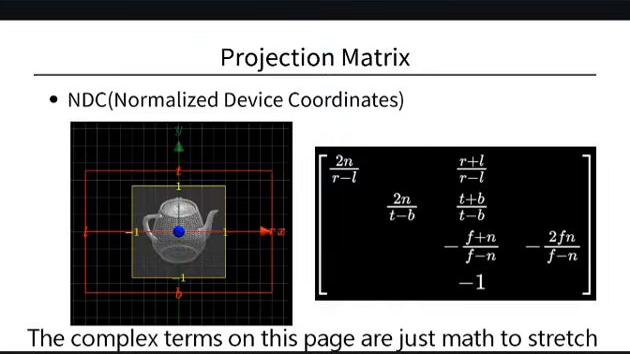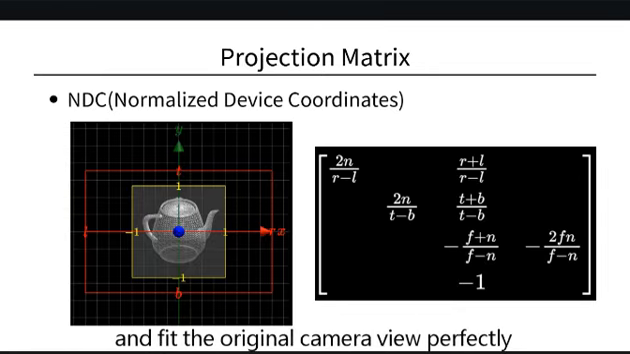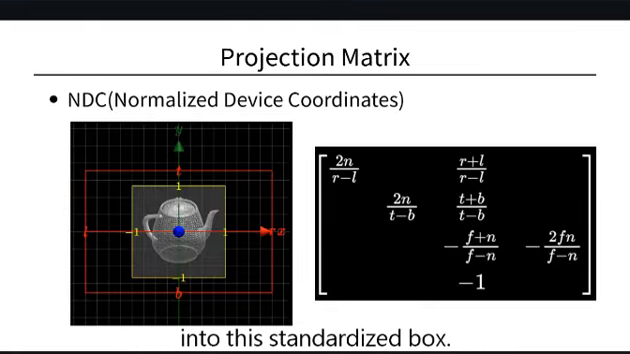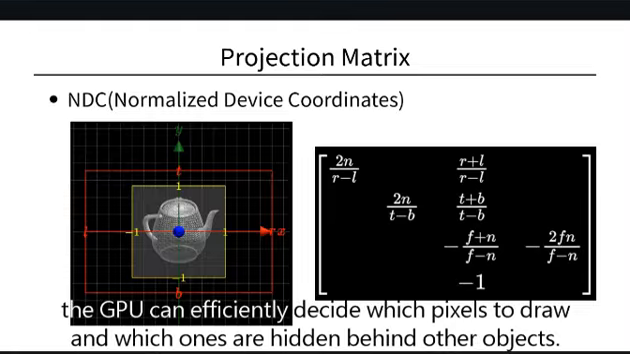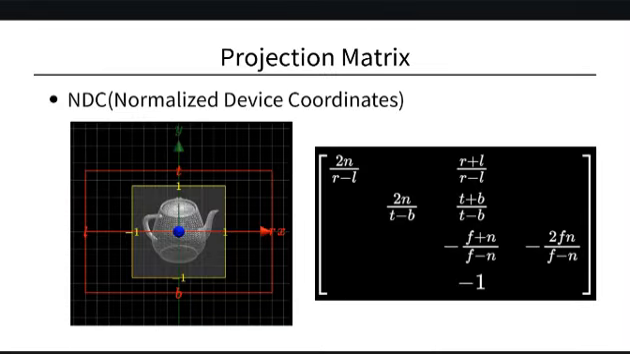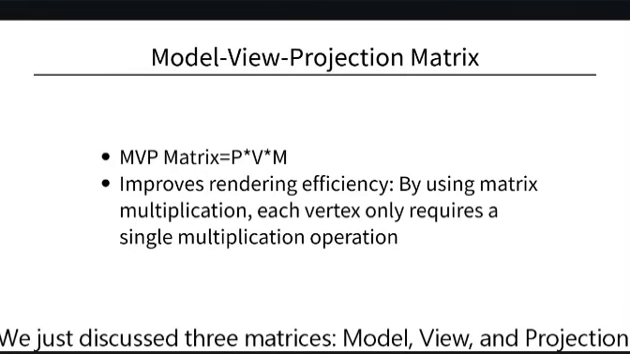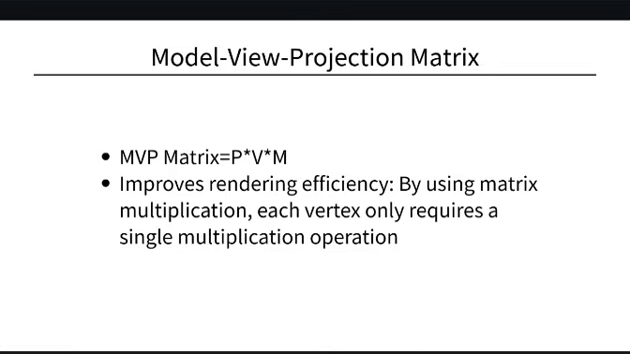The complex terms on this page are just there to stretch and fit the original camera view perfectly into the standardized box. Once in NDC, the GPU can efficiently decide which pixels to draw and which ones are hidden behind other objects. In the end, we just discussed three matrices: model, view, and projection.